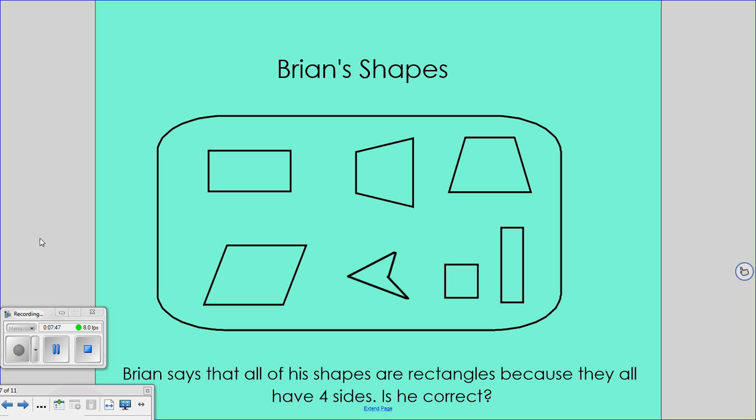Please sit down. Mitchell, why is he not correct? Because some of them do not have right angles. And that is a problem. What is that for a rectangle? A special word that we just learned.